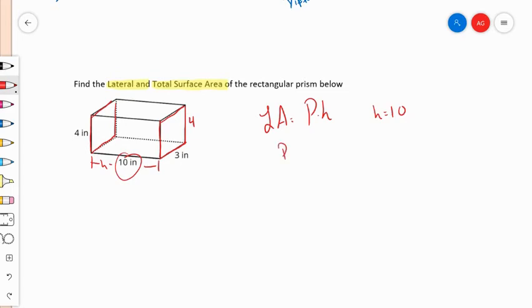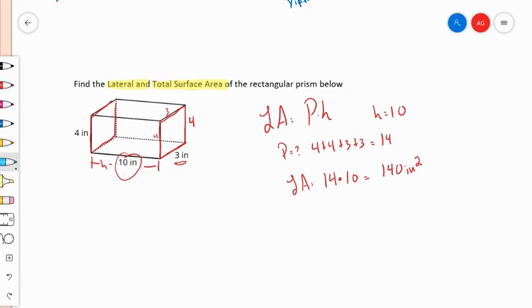So really what I have to figure out is, what is the perimeter? The perimeter is going to add the two sides, which is 4 and 4, and then this 3 and that 3, so I have plus 3 and 3. And so the perimeter is 14. My lateral area is just the perimeter, which we said was 14, times, and I'm going to put a little dot to represent multiplication, 10, which gives me a lateral area of 140 inches squared.